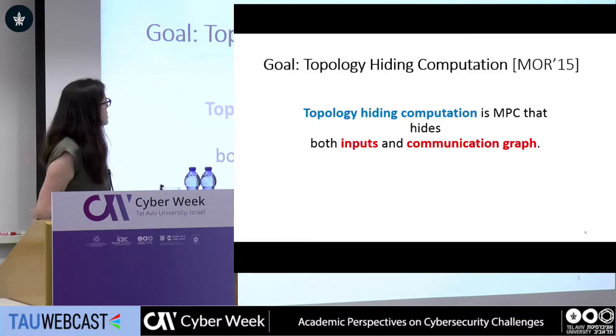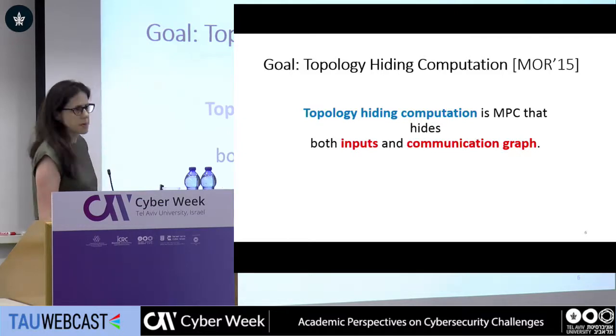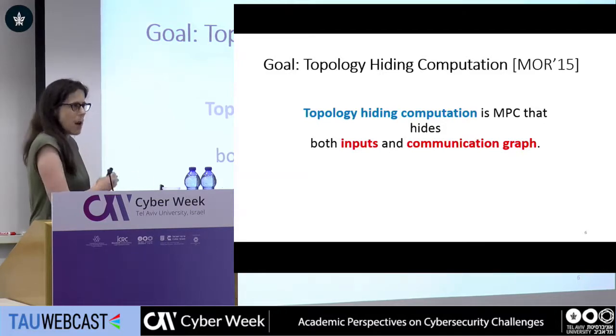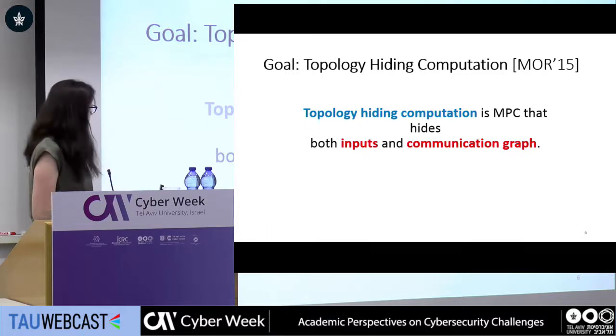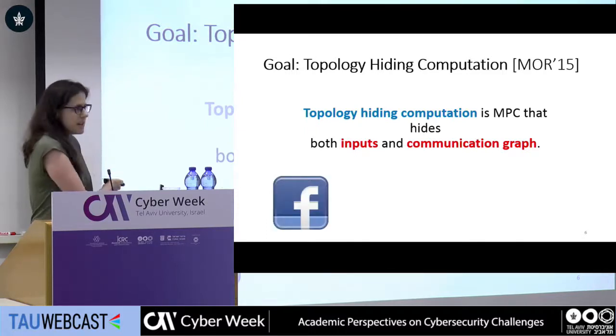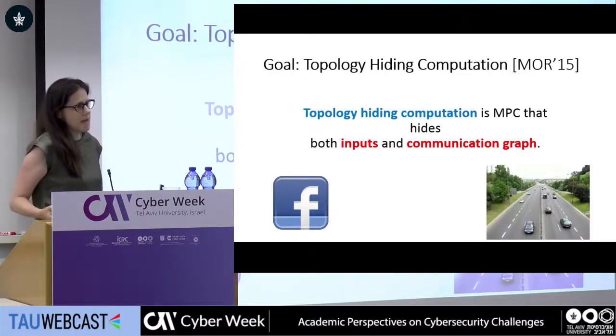So this is where topology hiding computation comes into play. It was a definition suggested by Moran, Orlov, and Richardson. Topology hiding computation is a multi-party computation that hides not only the input data, but also the communication graph. It has to hide both things. So this can be used for the decentralized Facebook example, where we protect the data and the graph, but it has many, many applications.